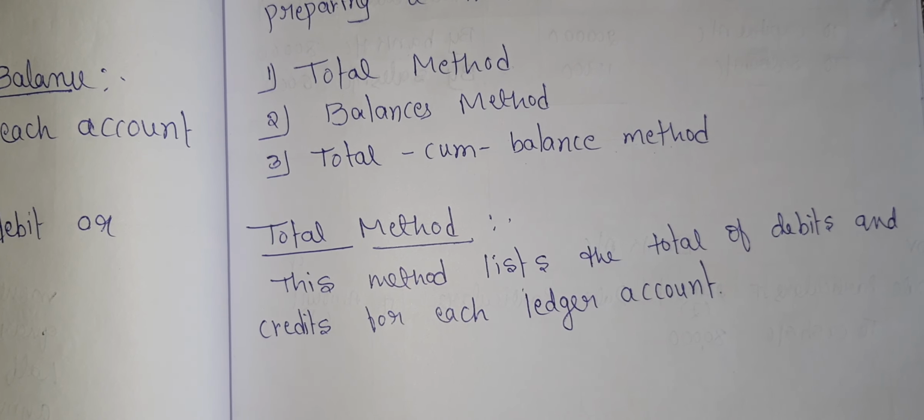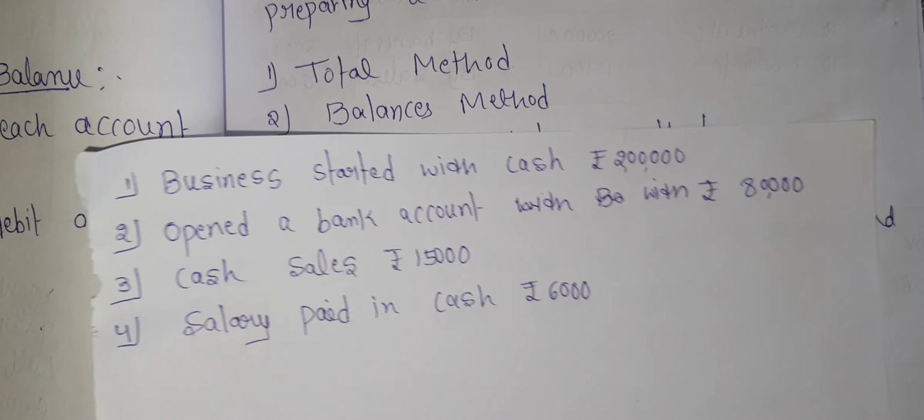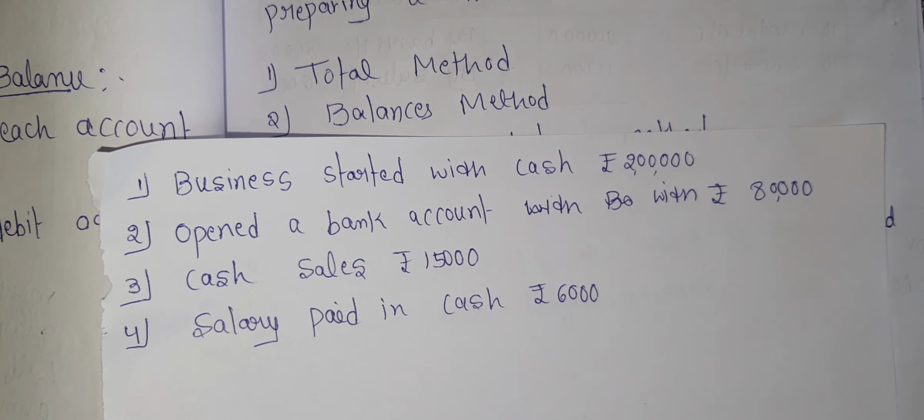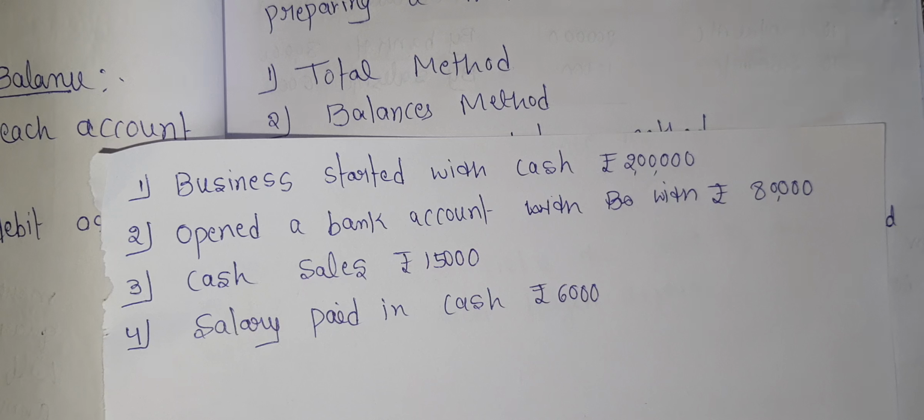Before that, see, in the accounting process, what will we do? First, we will identify the transactions. After that, we will prepare the journal entries. After that, we will post these journal entries into the ledger accounts, which means we will open separate ledger accounts. After that, we will prepare the trial balance. Okay, this is the accounting process.